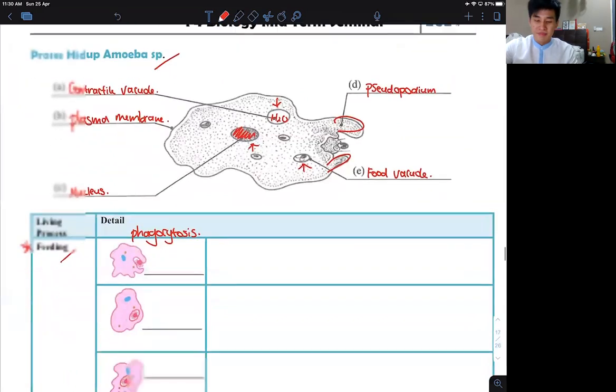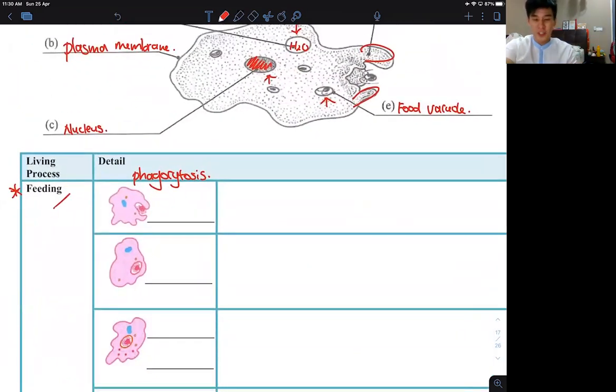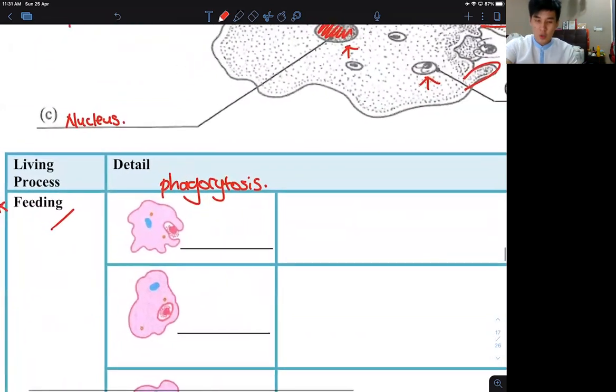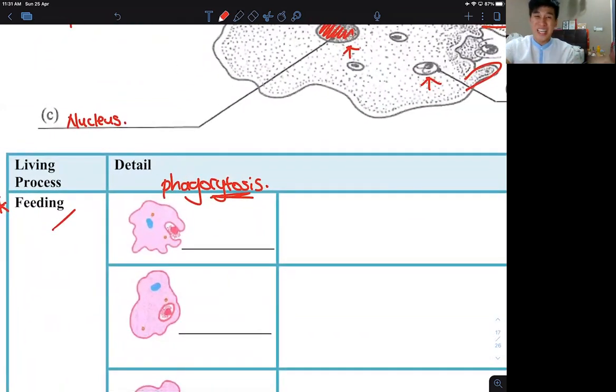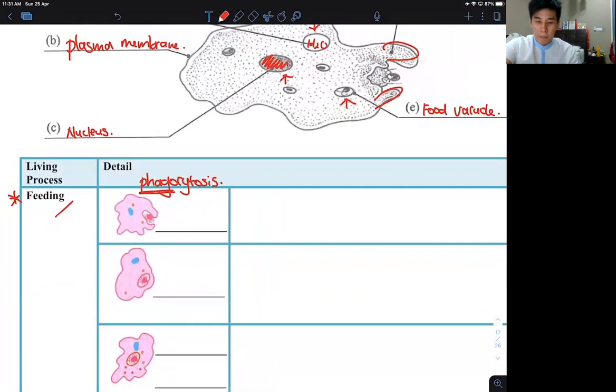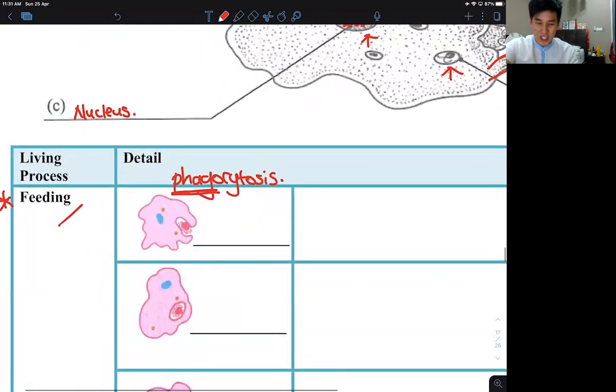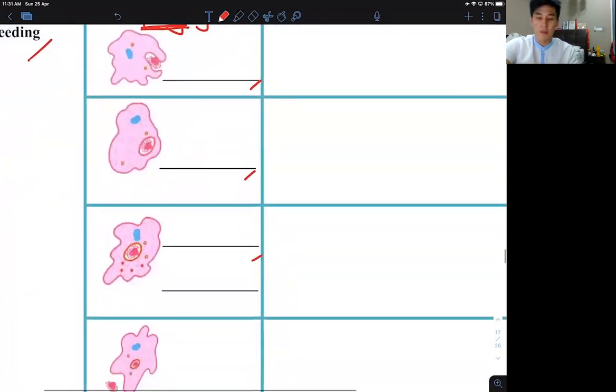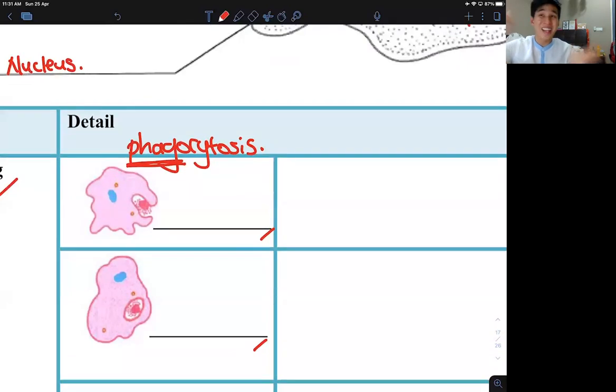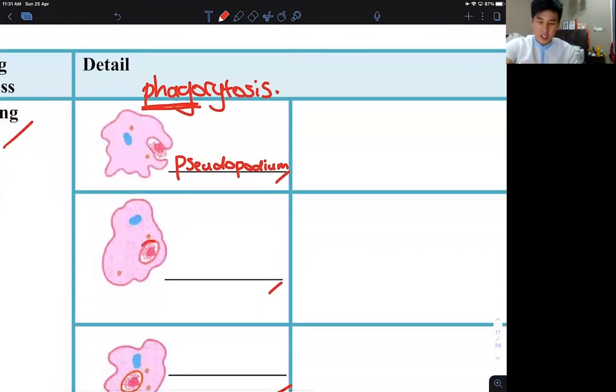Okay, so how to explain this process? Phagocytosis: phago means I eat. Usually we use keywords to remember the process. First, when I eat the food, the hand comes out, so I need to mention the pseudopodium. Now, after I have eaten the food, you can see something forms around the food. That is actually the food vacuole.